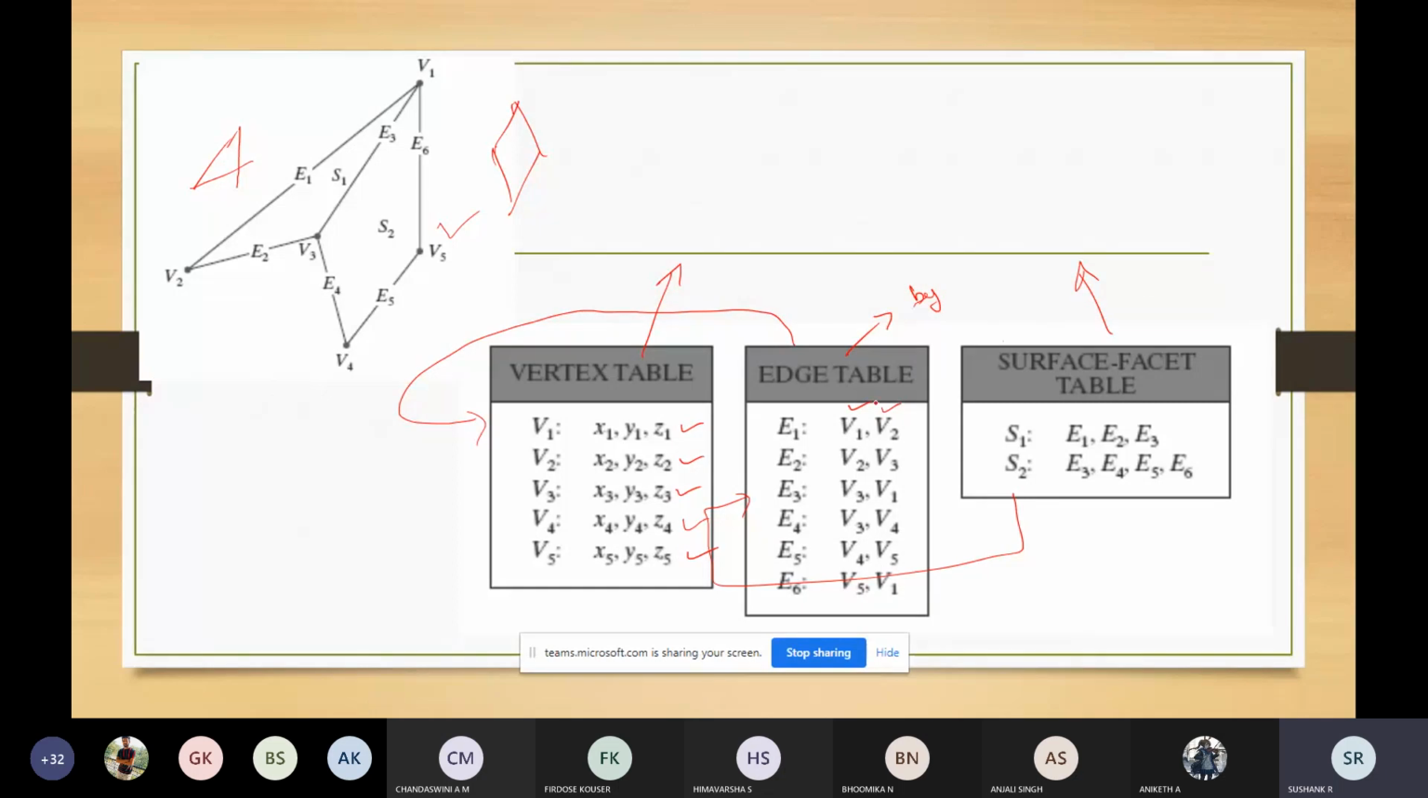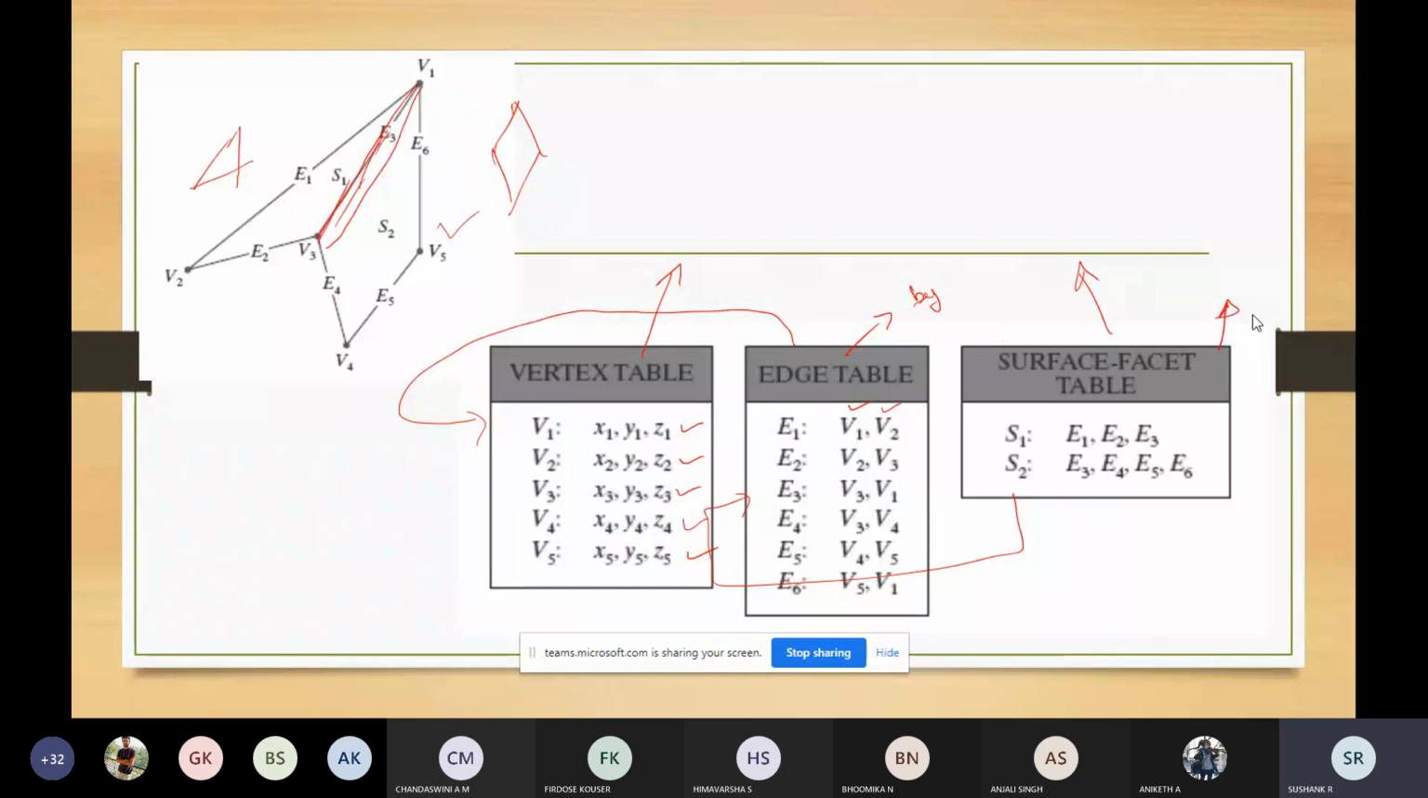Why? Because the edges will be redrawn twice. So this edge needs to be redrawn twice. That's why this method is less efficient. Or the other method is you can use only the surface facet table. So another possibility is you can use the surface facet table.